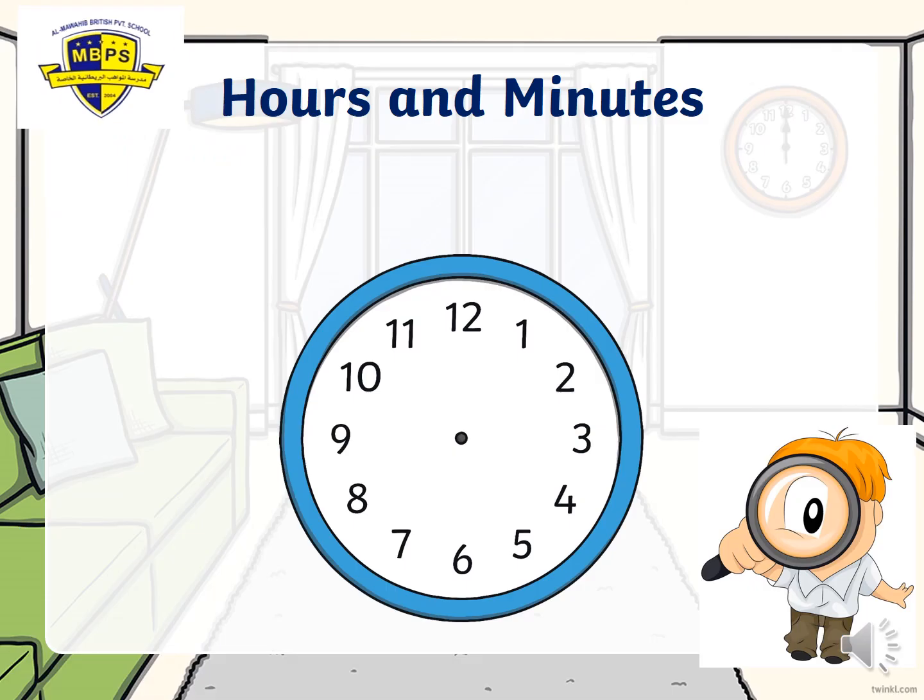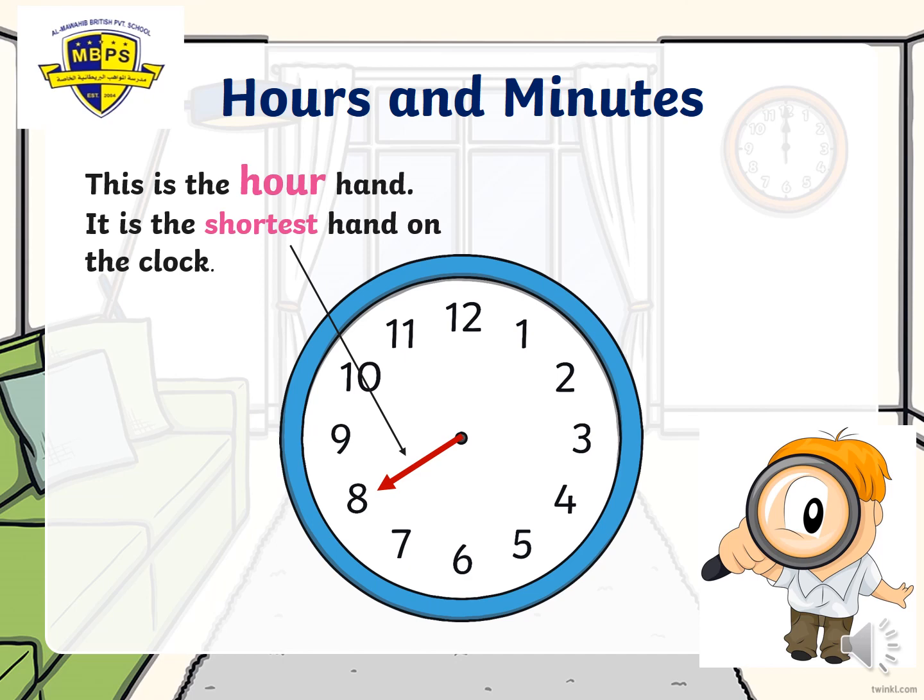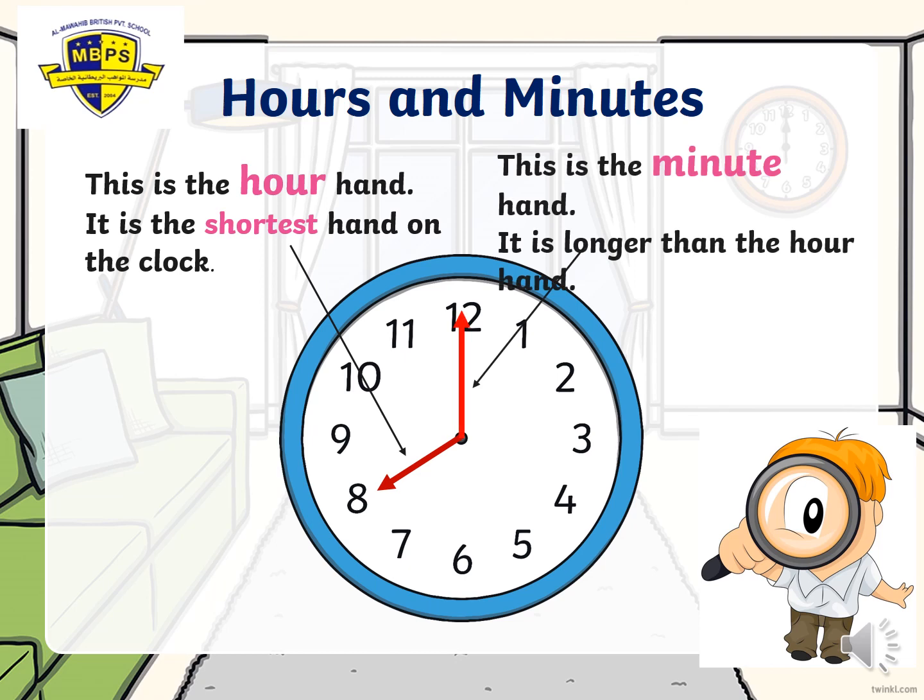Before we start to learn how to tell the time, let's first recognize what we have on the clock. What do you see on the clock? You can see numbers, and these numbers are from 1 to 12. And we have also a short hand. This short hand, we call it the hour hand. And we have one longer hand. It's longer than the hour hand. And this longer hand, we call it the minute hand. We are going to use these two hands to tell about the time.